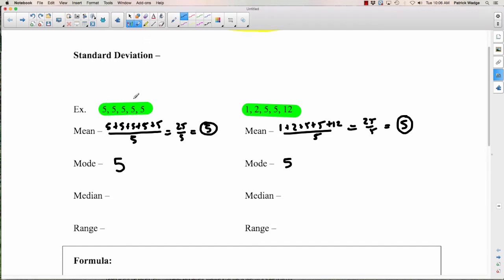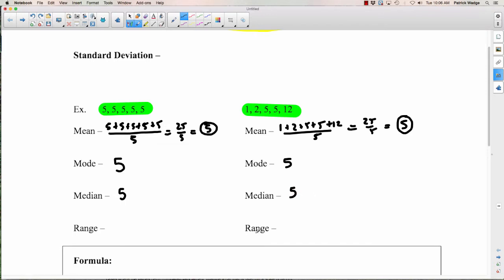Okay, median. Median is the one in the middle. So if we arrange these in order from smallest to biggest, well, they're all 5. Obviously the middle one is 5. If we arrange these in order, thankfully they're already arranged from smallest to biggest. Which one's right in the middle? That's the one right in the middle. So our median for this data set is also 5.